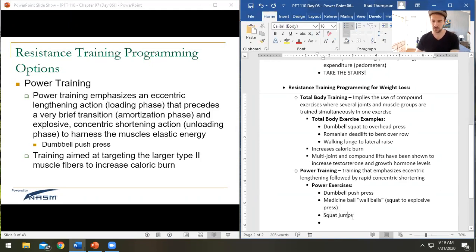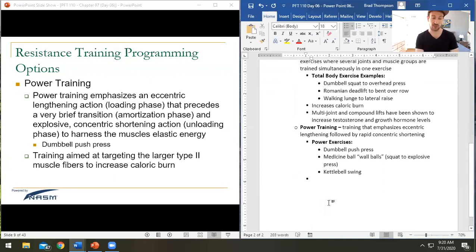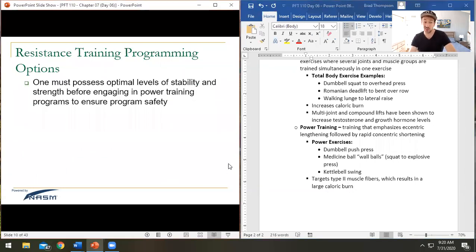Actually, you know what? Just for the sake of it, just so we can get a not squat in there, let's put a kettlebell swing, right? So these are really great power exercises because they cause a rapid usage of eccentric and concentric movements, which results in a lot of type 2 muscle fibers getting recruited, right? So it targets type 2 muscle fibers, which results in a large caloric burn. Your type 2 muscle fibers, right? They just burn a lot of energy. And we love that, right? That's really what we're going for here.